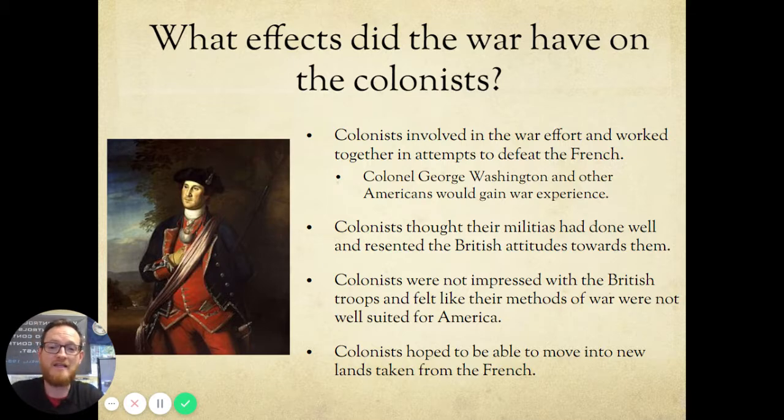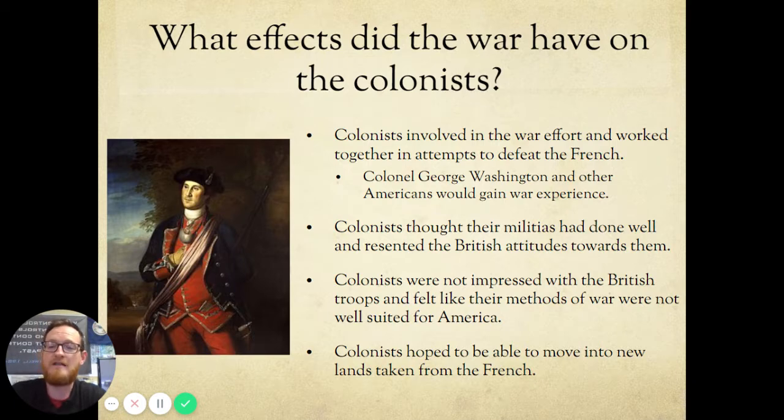Now, as for the colonists, you're going to see that the colonists saw this, again, as an attempt, what effect would the war have on them? They saw this as a time for them to get to work with the British, which they hadn't got to during that time. And they thought that they had done really, really well, and they didn't like the British attitudes towards them. And there's numerous writings about how the colonists felt about the British after this, and they felt like the British looked down on them and didn't treat them well and basically treated them as second-class citizens.